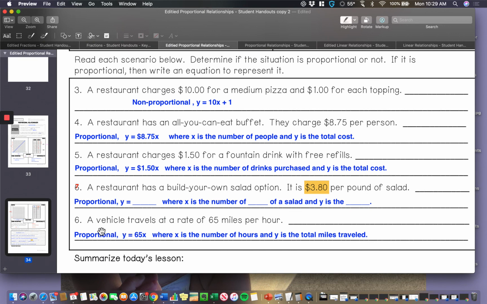For number 6, a vehicle travels at a rate of 65 miles per hour. This is definitely proportional because it is going to be increasing 65 miles per hour, which is X. So where X is the number of hours and Y is the total miles traveled.